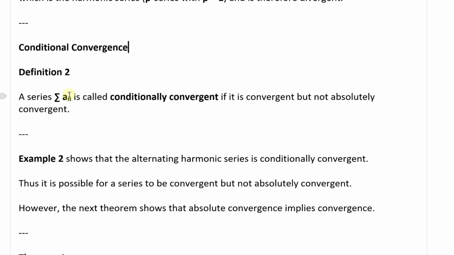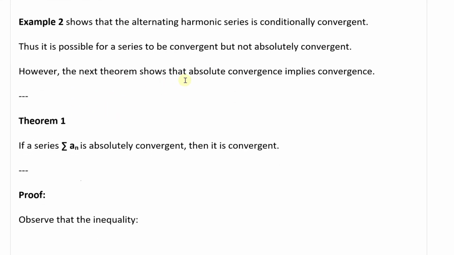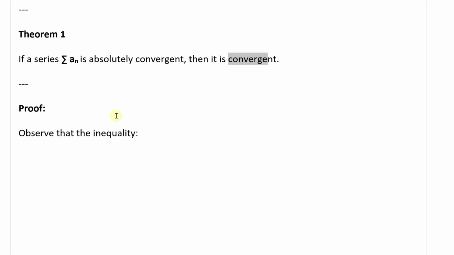A series, summation a_n, is called conditionally convergent if it is convergent but not absolutely convergent. Example 2 shows that the alternating harmonic series is conditionally convergent. Thus, it is possible for a series to be convergent but not absolutely convergent. However, the next theorem shows that absolute convergence implies convergence. So if it's absolutely convergent, then it is convergent nonetheless, even without the absolute value. So if a series summation a_n is absolutely convergent, then it is convergent. Yes, if the absolute values are convergent, then it is as well.